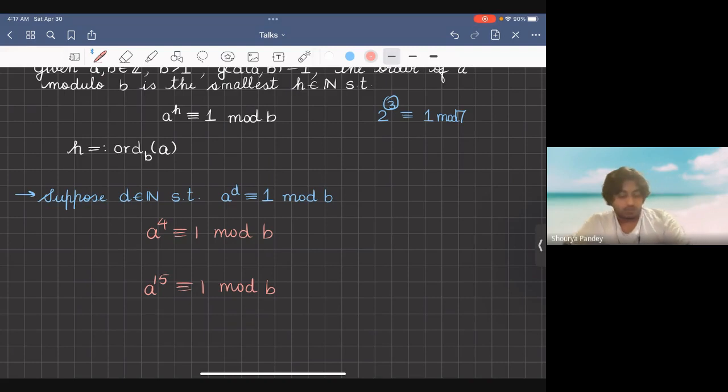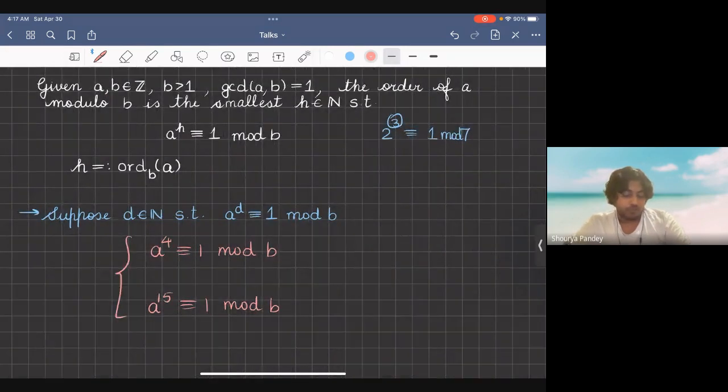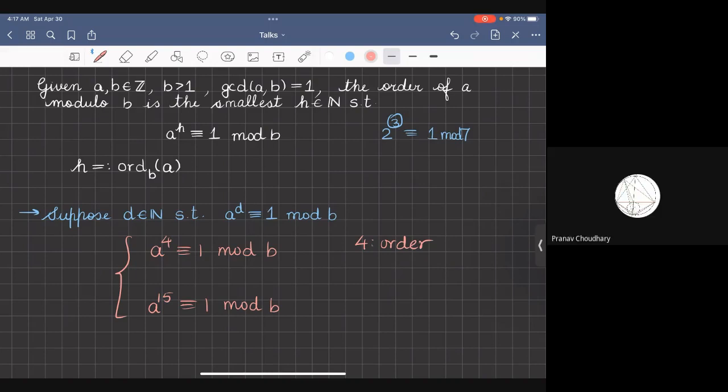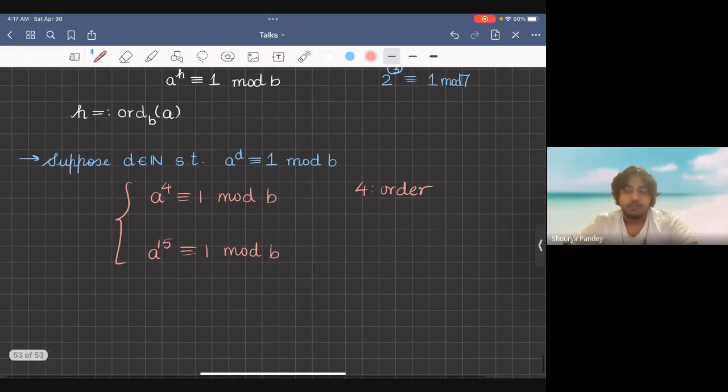So where is the contradiction with this? Suppose 4 is the order. Or shall I? Maybe it's someone else. I encourage everyone to try it, and do speak up if you're comfortable. It's always good to have interactions. Even if you're wrong, it's fine. It doesn't matter.